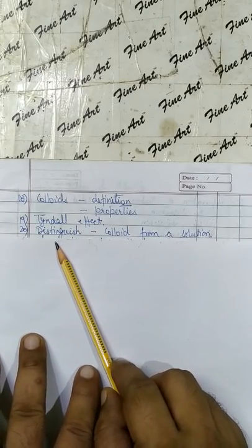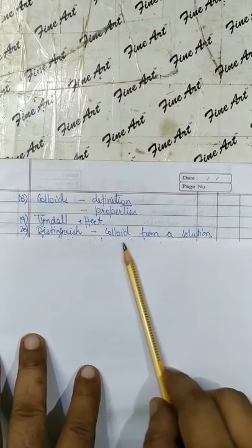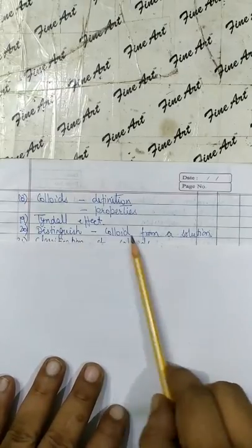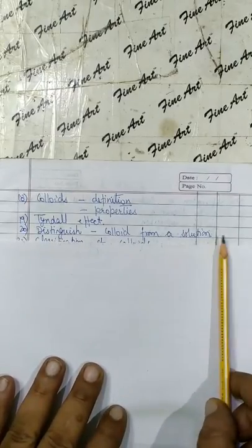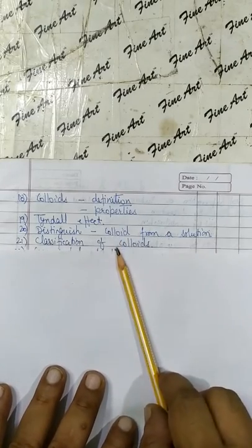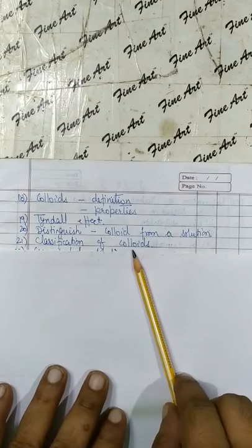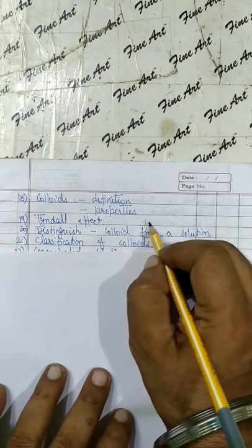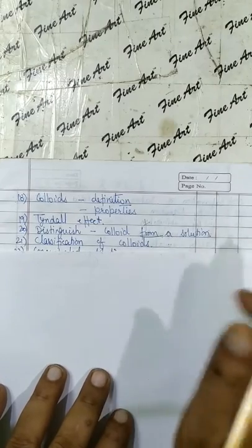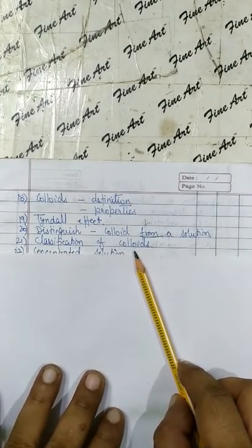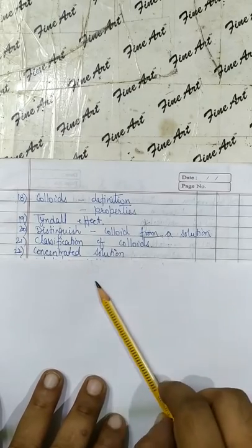Now the next point: distinguish between colloid and solution. How do both of these differ? Solution differs from colloid. Now, classification of colloids. Here there's a mistake in the spelling, but it's okay. The classification of colloids: how the colloids are classified.